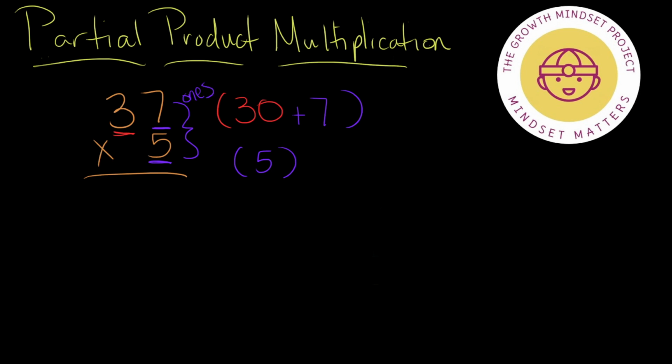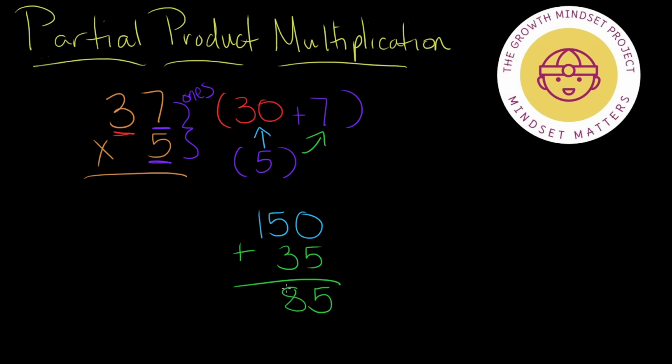So what do we do now? Now we multiply. The first thing I'm going to do is multiply 5 times 30. Well, 5 times 3 is 15 with one zero, so that's 150. Now I'm going to multiply 5 times 7. Well, that's 35. I cannot multiply anything more. Each number has been multiplied, so let's add. 5 plus 0 is 5. 5 plus 3 is 8. 1 plus nothing is 1. So 37 times 5 is 185.